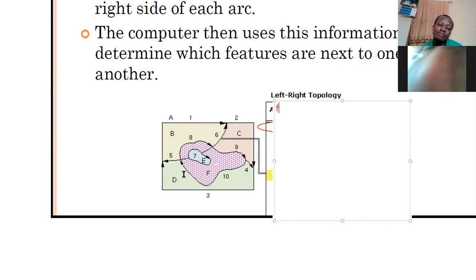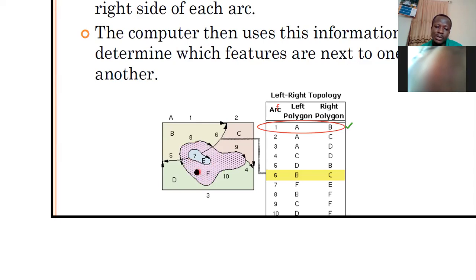What you should look out for is the arrow. The arrow here is pointing in this direction. So if I'm going this way, on my left I'll find D, and on my right I'll find F.